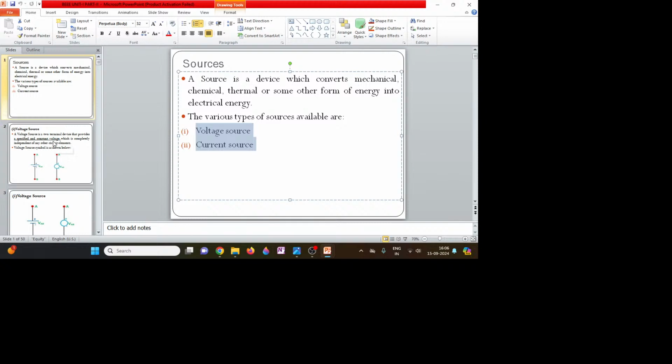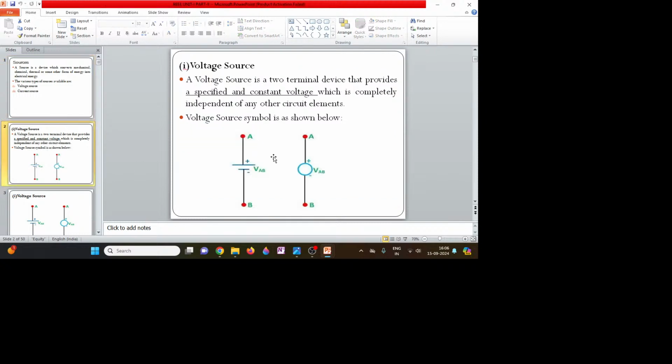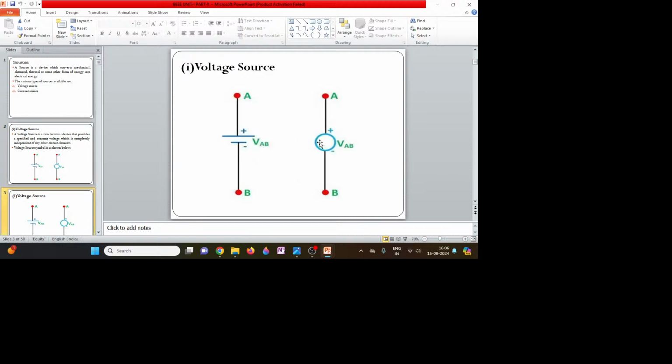Now let us see what a voltage source is. Okay, so for the voltage source, you can see here, I have a bigger image in this slide. A voltage source is a two terminal device. You can see terminal A and terminal B. These are the ends actually. It has two electrodes, one positive and one negative. You can call these electrodes terminals also.